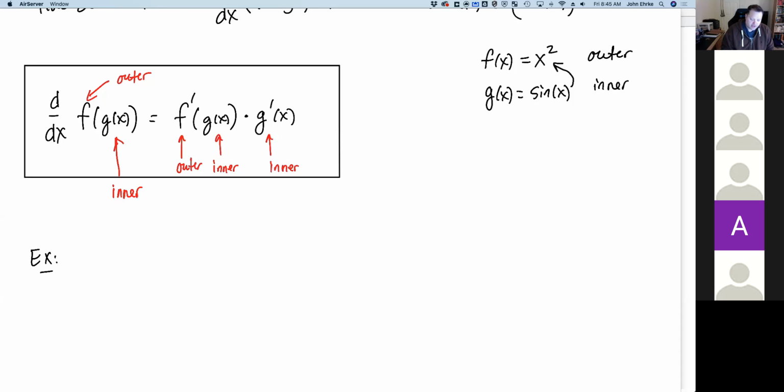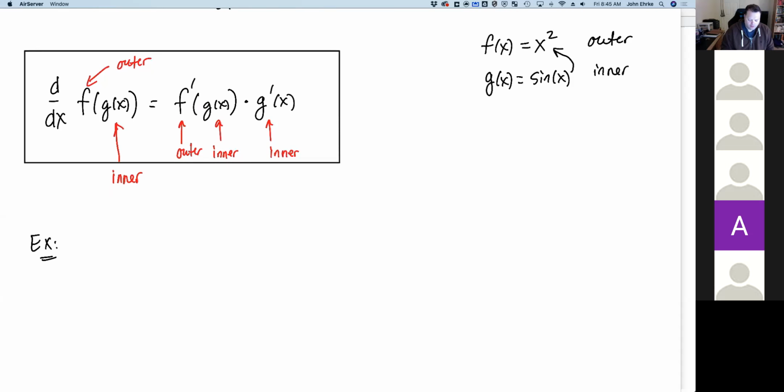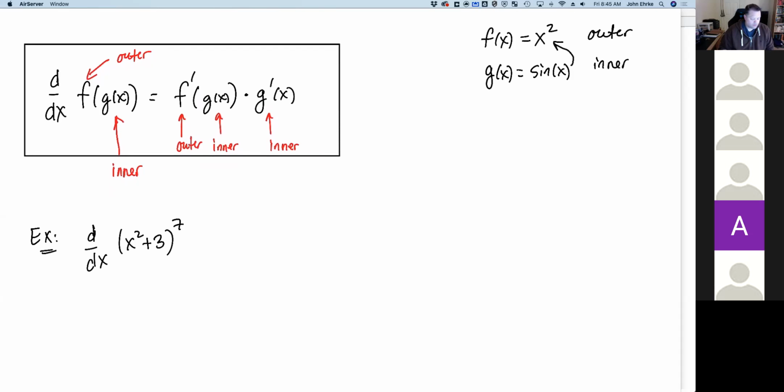So a quick example of this. What is the derivative of x squared plus 3 to the 7th power? Identify this. This is how I want you all to think. You should think of this as the derivative of something raised to the 7th. Okay? So how do I take the derivative of something raised to the 7th power?